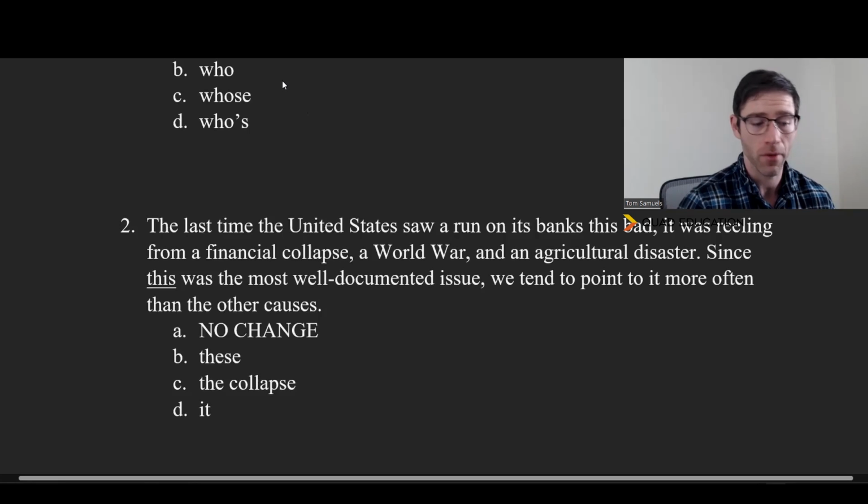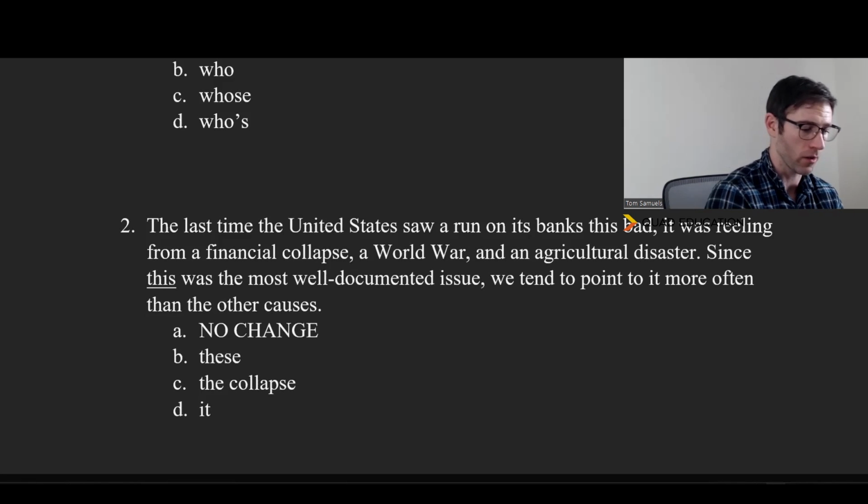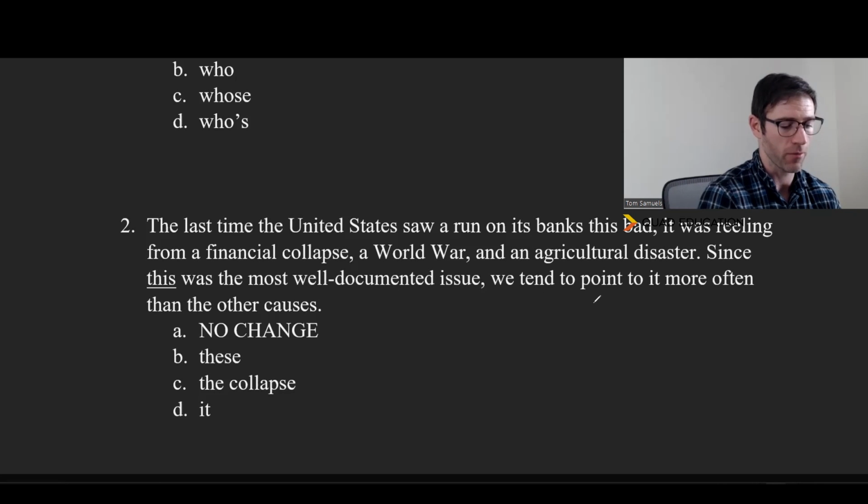All right, second practice problem. See what you can do. All right, let's take a look. The last time the United States saw a run on its banks this bad, it was reeling from a financial collapse, a world war, and an agricultural disaster. Since this was the most well-documented issue, we tend to point to it more often than the other causes.